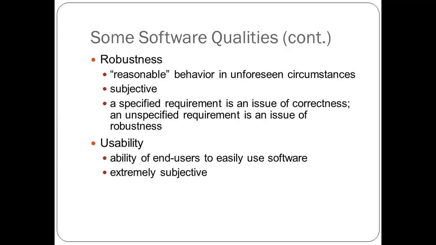Another factor is the usability. Under usability, we check the ability of end users to easily use the software, that is, whether we are able to use the particular software easily or not. Another one is that it is extremely subjective. So these are various other software qualities.